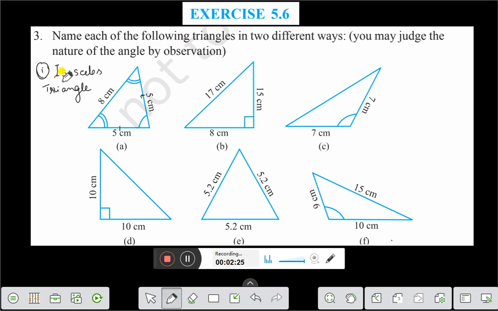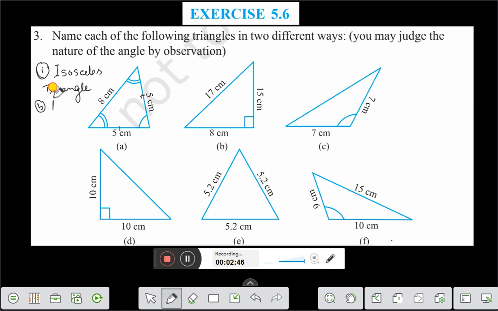Now you see that by observation you can say that all the angles are acute angles. Therefore, according to naming of triangle according to angle, it is known as acute angle triangle. This is A and this is B. It is known as acute angle triangle.